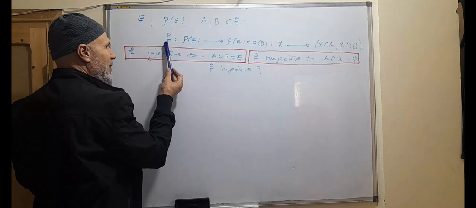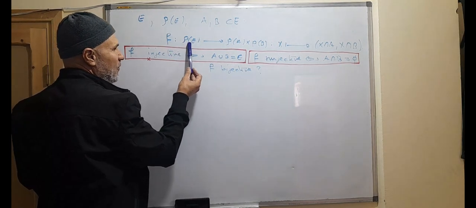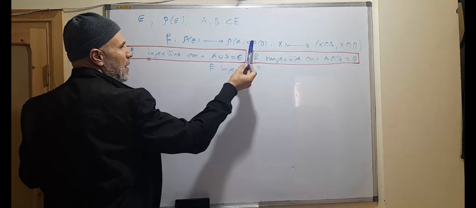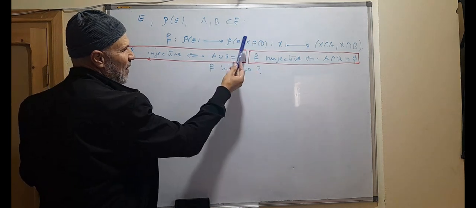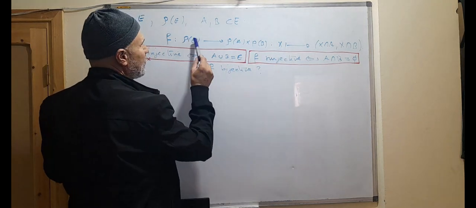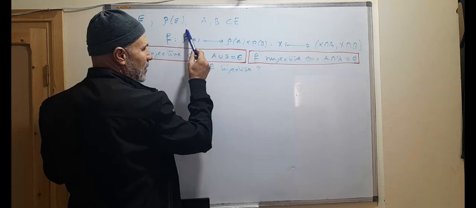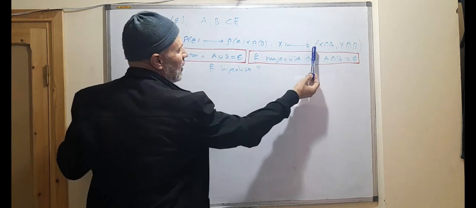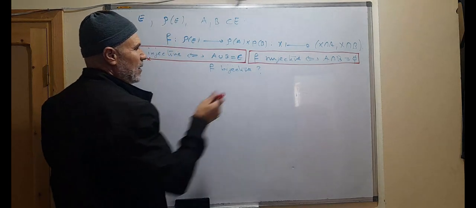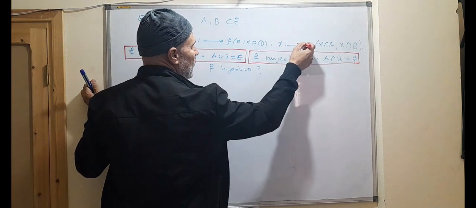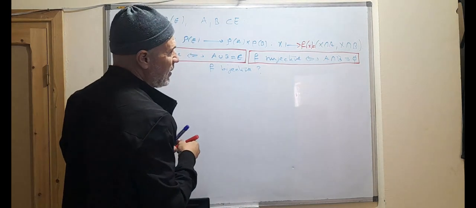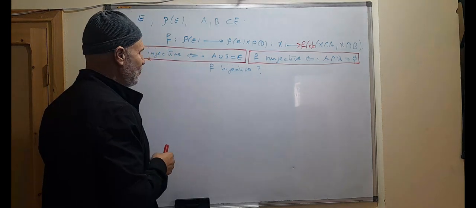We consider an application F from P of E towards P of A times P of B, power set of A and power set of B, such that for all x from P of E, an element from P of E, the image is f of x, which is equal to x intersection A and x intersection B.